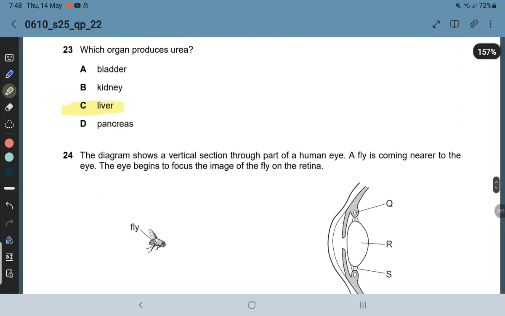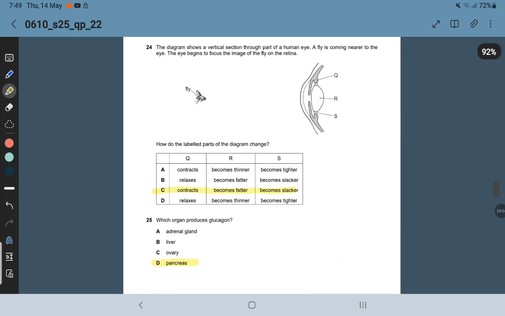Now 23, which is my favorite lesson, nervous system. Which organ produces urea? Well, urea is produced in the liver, and it was repeated in variant 1 May June 2025 when we said that the deamination of excess amino acids occurs in the liver.